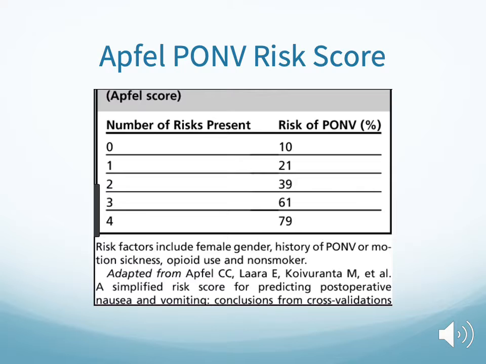With 0 risk factors, your risk of post-op nausea and vomiting is already 10%. With 1 risk factor, you're at 21%, 2, 39%, 3, 61%, and 4, 79%.